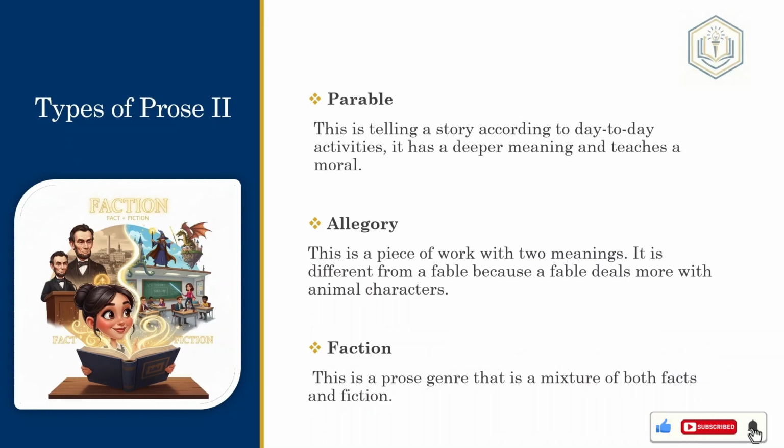Move on to the next thing. A parable is a story told according to day-to-day activities. It has a deeper meaning and teaches a moral. For me, parables are like extended or expanded proverbs, because proverbs pick up something that people do every day and turn it into wise words. Same thing with parables. So for me, parables are like proverbs in story form.